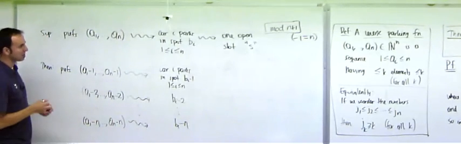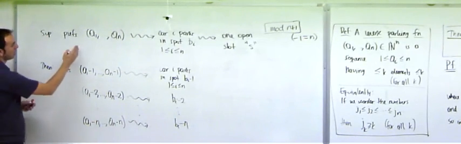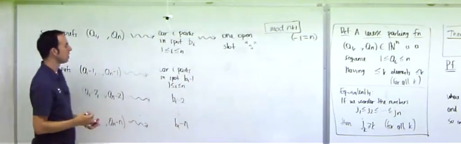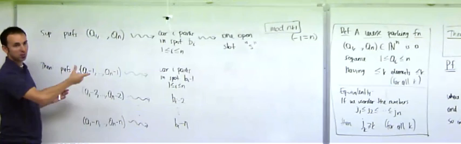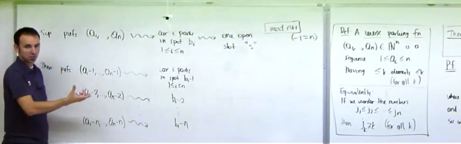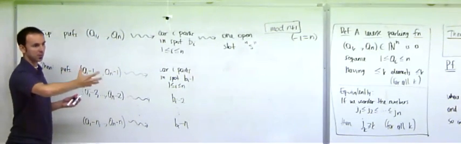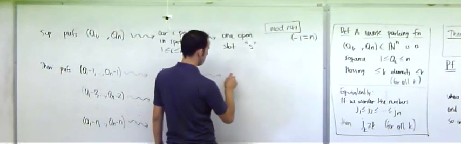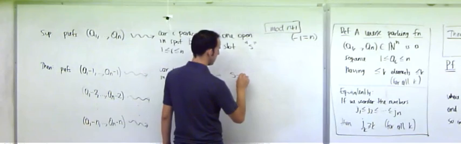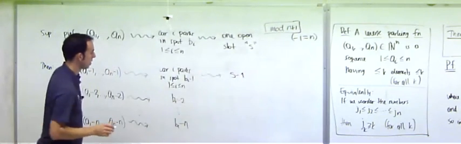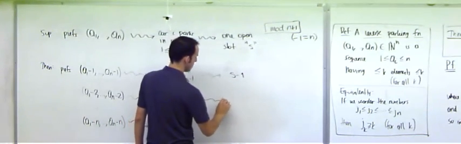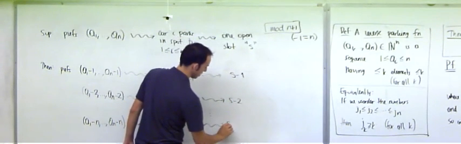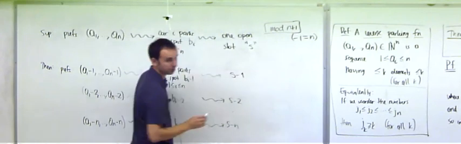So one open slot S. Okay, so the preferences A1 up to AN lead to one open slot S. So then what's going to happen when you shift the preference over by 1? Well, the empty slot is also going to shift over by 1 because everybody's parking spots shifted over by 1. So here, the open slot is S minus 1. And here, the open slot is S minus 2, and so on. And here, the open slot is S minus N.